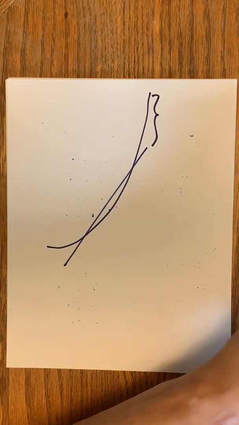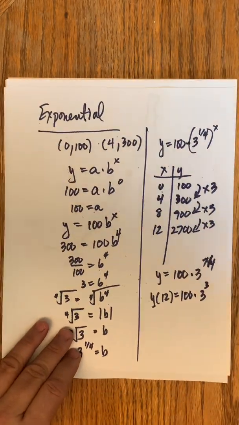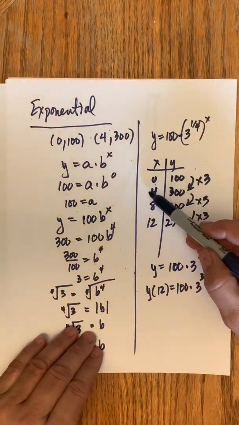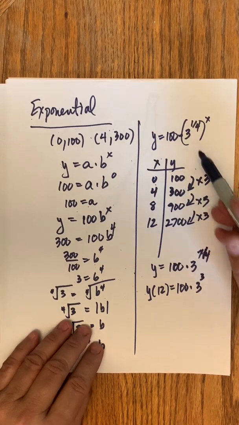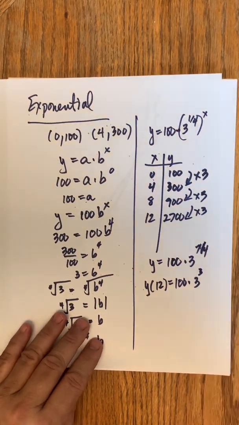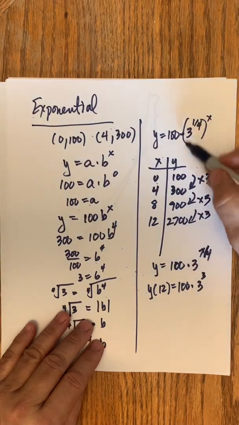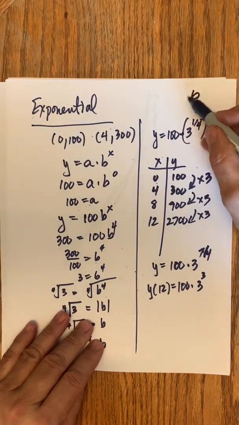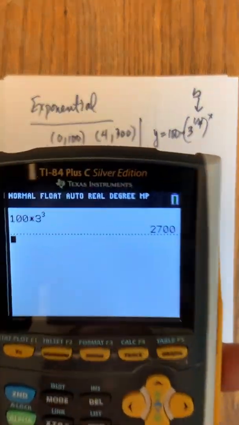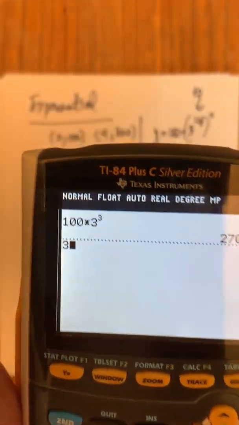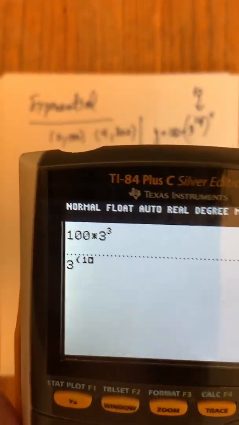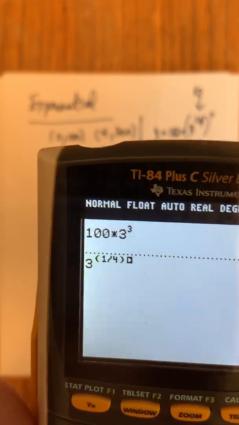Now, one little last note I want to make is, if you want to know per day, here we're doing it every 4 days, we're multiplying by 3. So what you can do is you can actually find what is 3 to the 1/4 power. What is this right here, which is b? So I can say 3 raised to the 1 divided by 4.